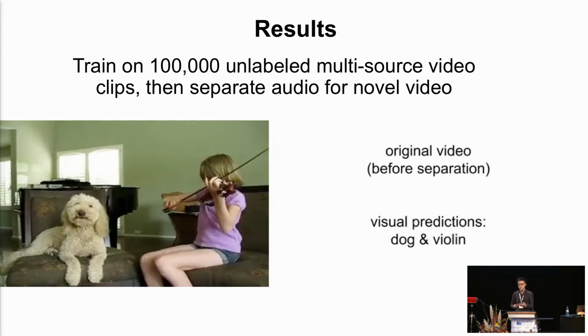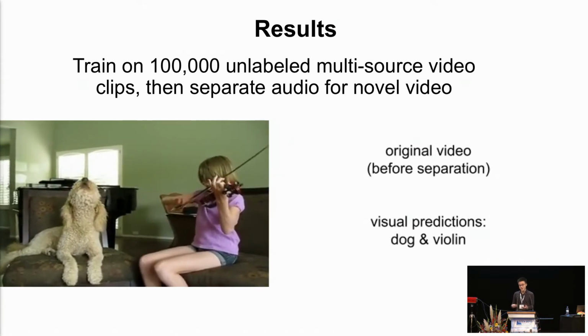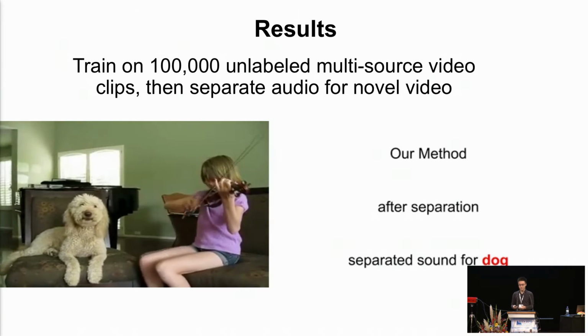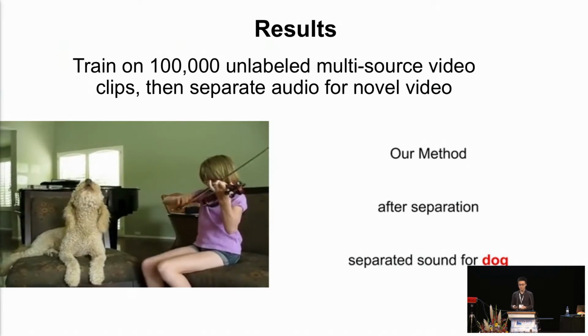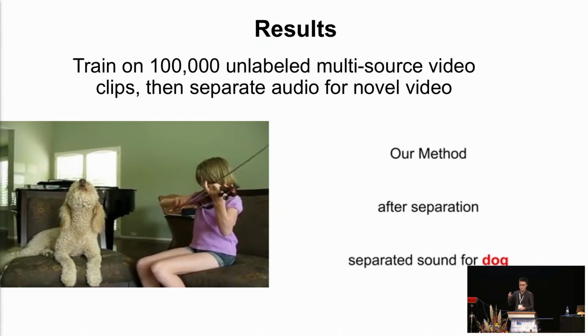Here is another example of a dog and a violin. So the dog is singing with violin. Now let's hear the dog sound. And the separate sound for violin.